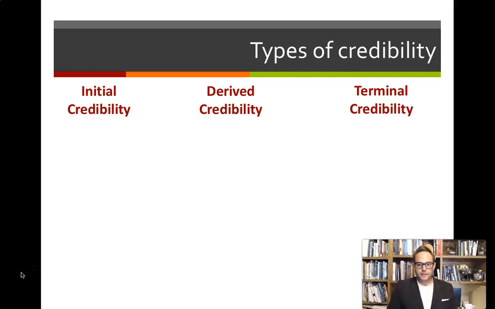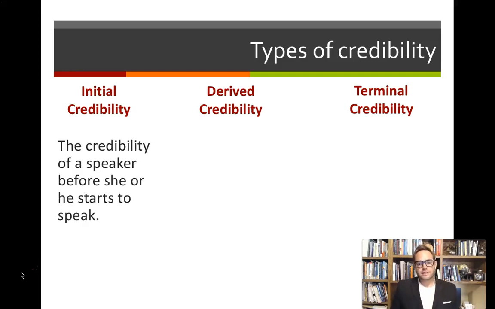So the common trend in public speaking and speech making, there are three types of credibility that are more pertinent to us, and that's the initial credibility, the derived credibility, and the terminal credibility. So essentially, the initial credibility is the credibility of a speaker before they start speaking.